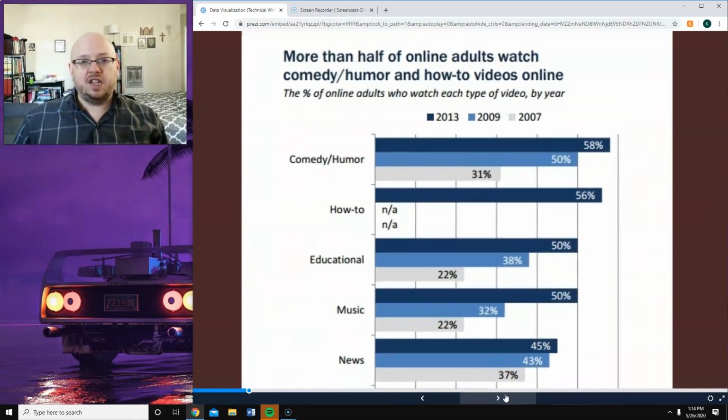So this is a study that was done in 2013 by the Pew Research Center. And the graph here says more than half of online adults watch comedy, humor, and how-to videos online, right? So they were looking at how people are consuming online video content. And you can see comedy humor in 2007, about 31% of the public was viewing those kinds of videos. Then it went up slightly in 2009, and then by 2013, almost 58% of the public were viewing that kind of content, right? Similar kind of thing with music, right? So 22%, only about a quarter of the public was consuming it in 2007, and by 2013, almost 50% of the public was consuming, right?